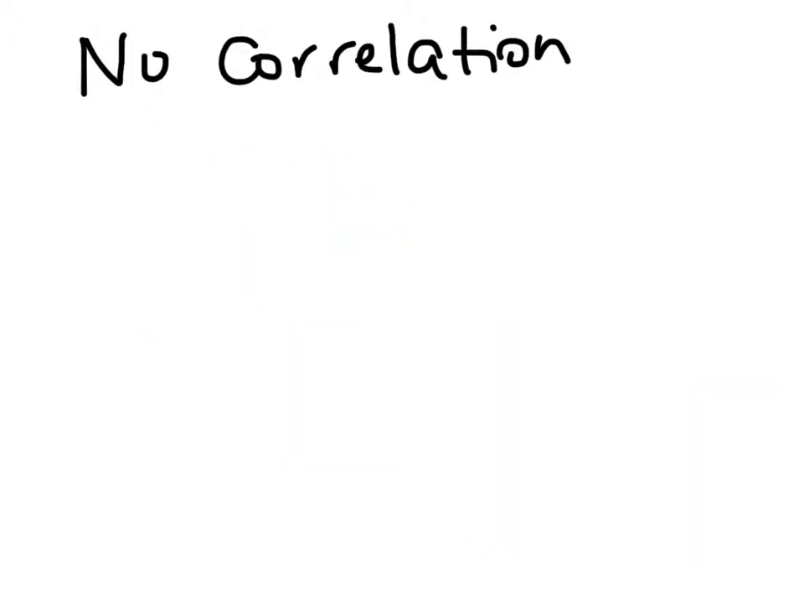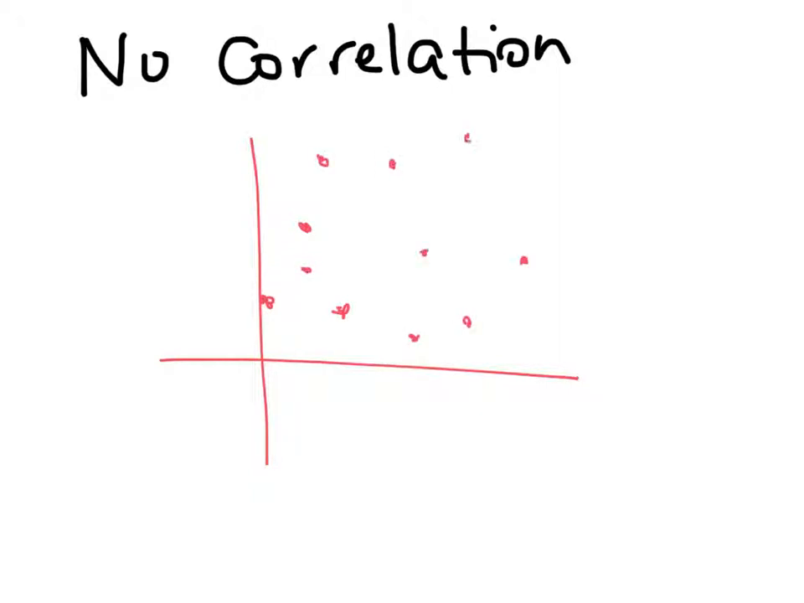But sometimes when we plot the data, we look at it and say, okay, here's a dot, here's a dot, here's a dot, and we plot all of our data, and there is no correlation. As our x is increasing, sometimes the y increases, sometimes it decreases. There's absolutely no correlation or relationship between the two.